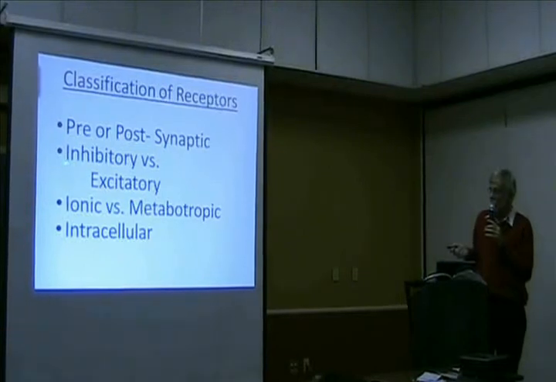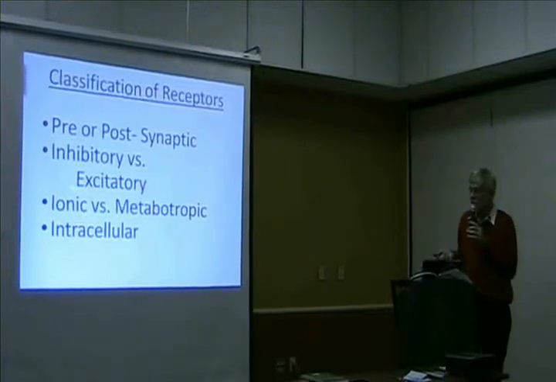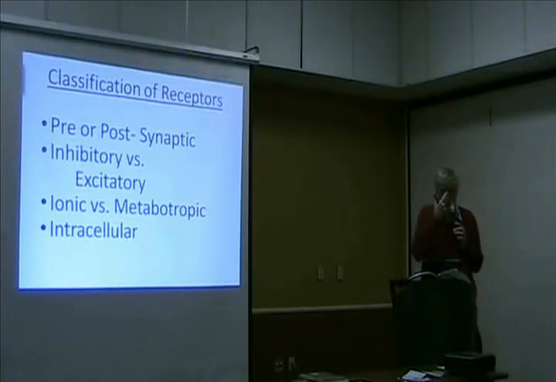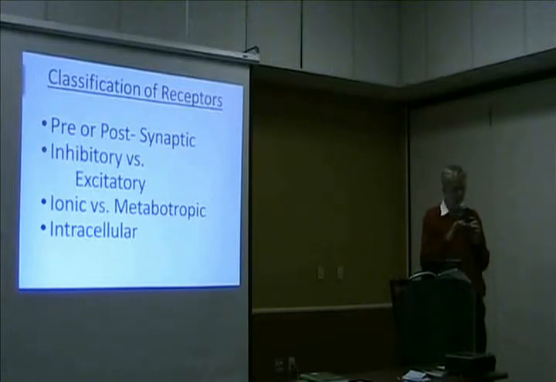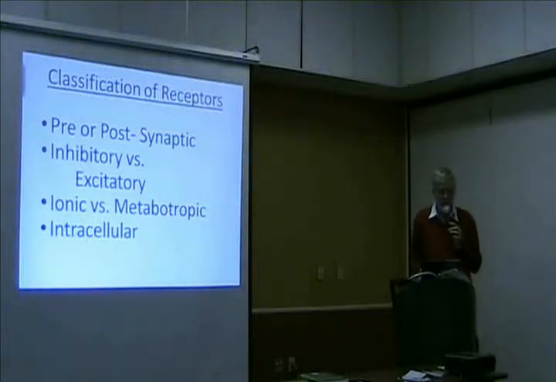Receptors can be described as being inhibitory, meaning they reduce the likelihood of a nerve cell firing, or excitatory, meaning they turn them on. Ionic versus metabotropic, we'll talk about that in just a minute. And finally are intracellular receptors. These are receptors not on the cell body, but floating around inside the nerve cell. One example of this would be estrogen receptors, which are not on the surface of nerve cells, but are in the fluid inside. Estrogen penetrates through the cell membrane and binds with receptors inside.